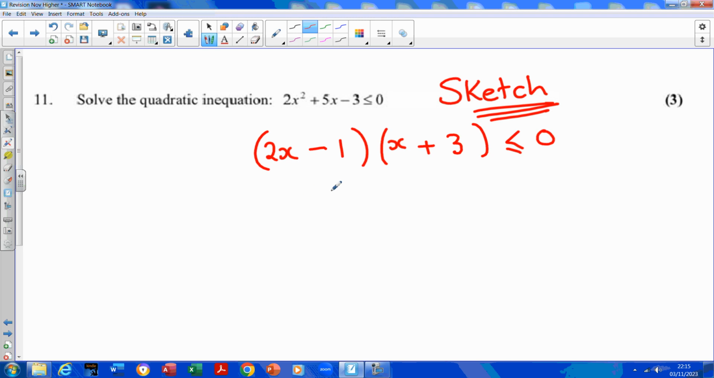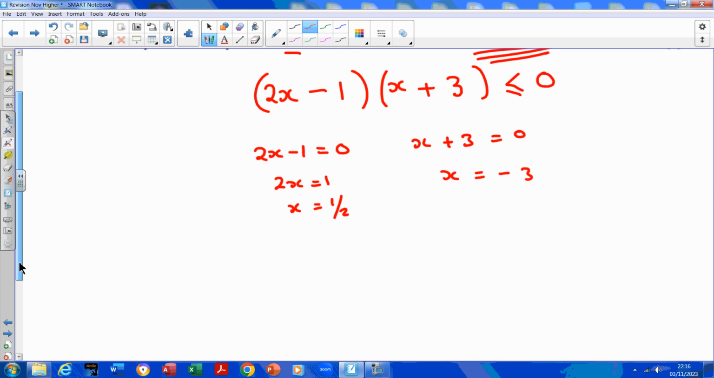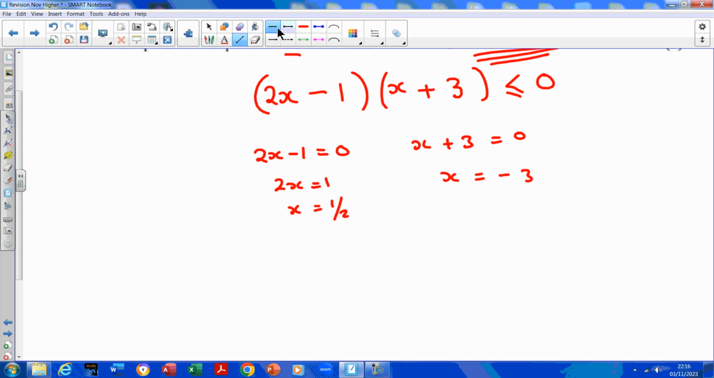So what that tells me is I've got a parabola, and we pretend that that's equal to 0, so we've got 2x minus 1 equals 0, and x plus 3 equals 0. That gives me roots at 2x equal to 1, x equal to a half, and another root at x equal to negative 3. It's a U-shaped parabola, it's a happy one, it's positive. So we draw a parabola.